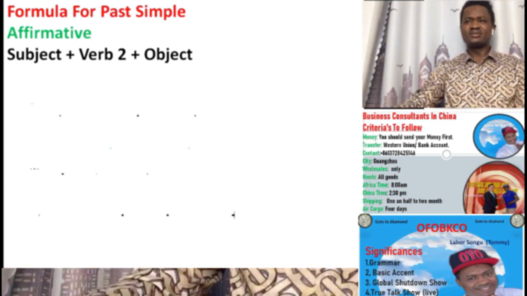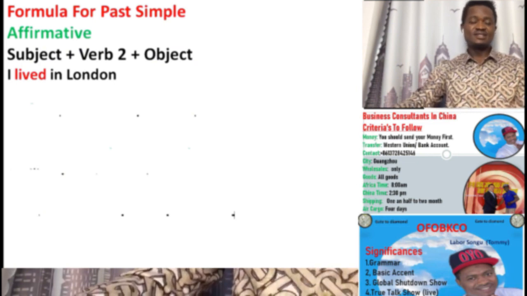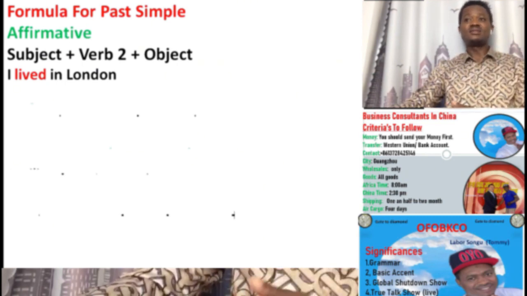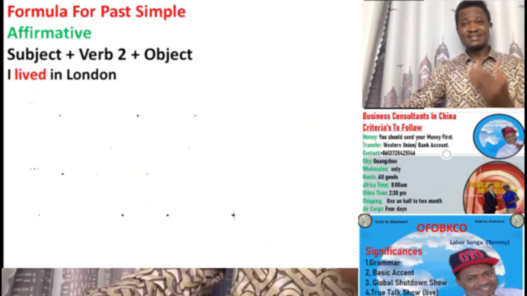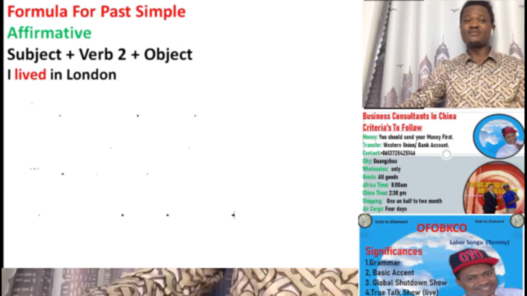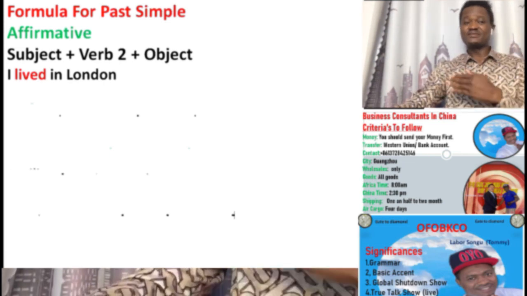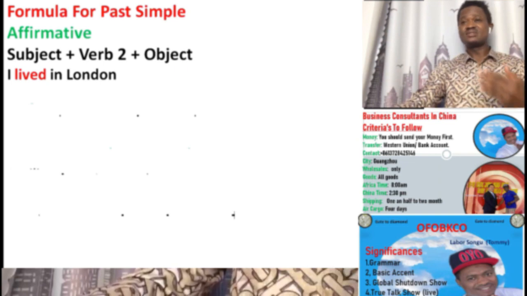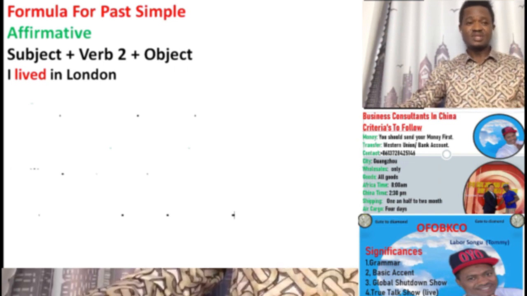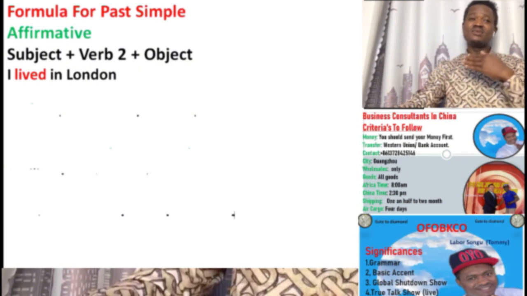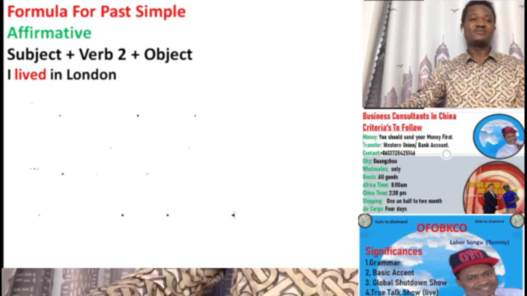Okay, guys, let's do a little example for you to see. The example is: I lived in London. So I is the subject, the V2 verb there is lived, and in London is the object. So this is the simple formula for past simple in the affirmative form. Just follow this formula, it can help you. This is the grammatical formula: subject, verb two, plus object. All right, guys?